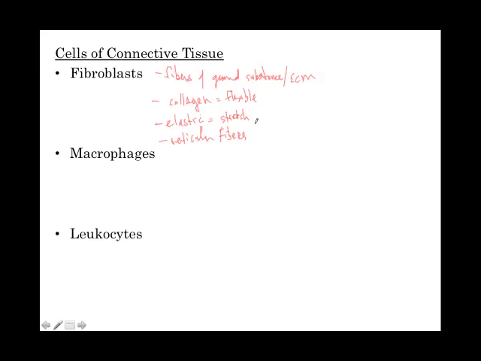And so what we're going to find in the connective tissue matrix, along with the ground substance, are these different fibers. And the different connective tissues have different numbers of these different fibers based on their function.